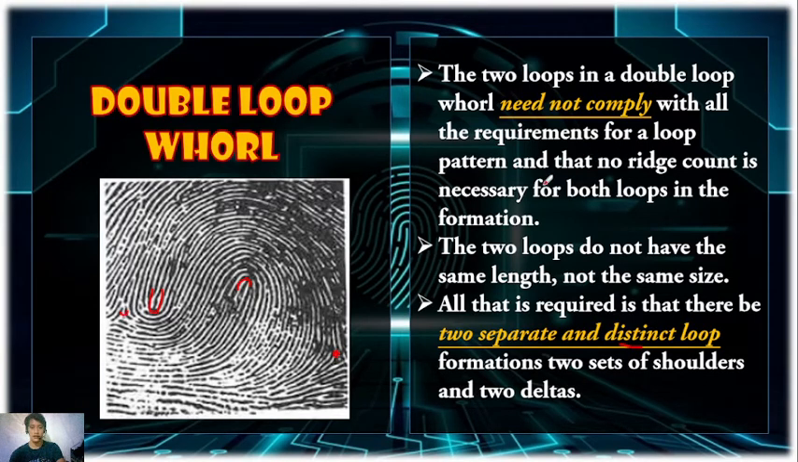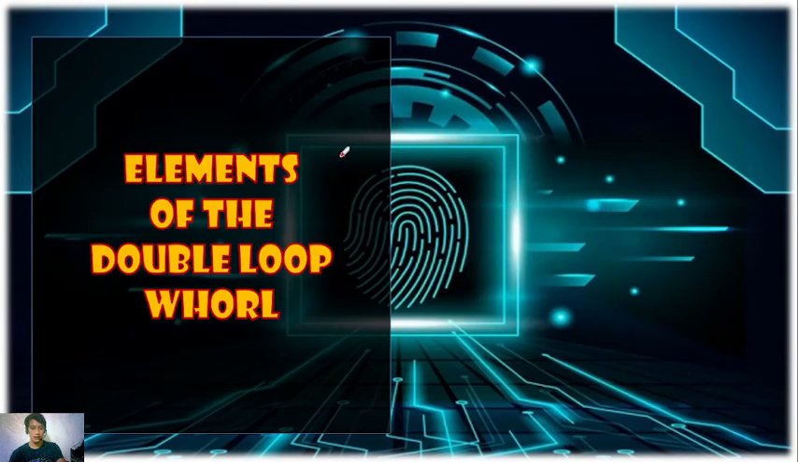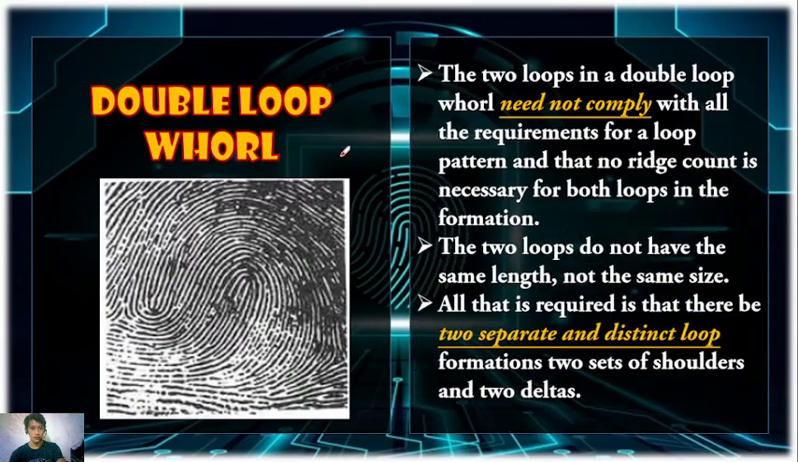Okay, then that's the time we can say that that is a double loop whorl, even though there's no ridge that was touched on the imaginary line if we draw an imaginary line from the delta and the core. Sabi nga natin, disregarded ang ridge counting dito. Okay, so those are the basic characteristics of a double loop whorl.